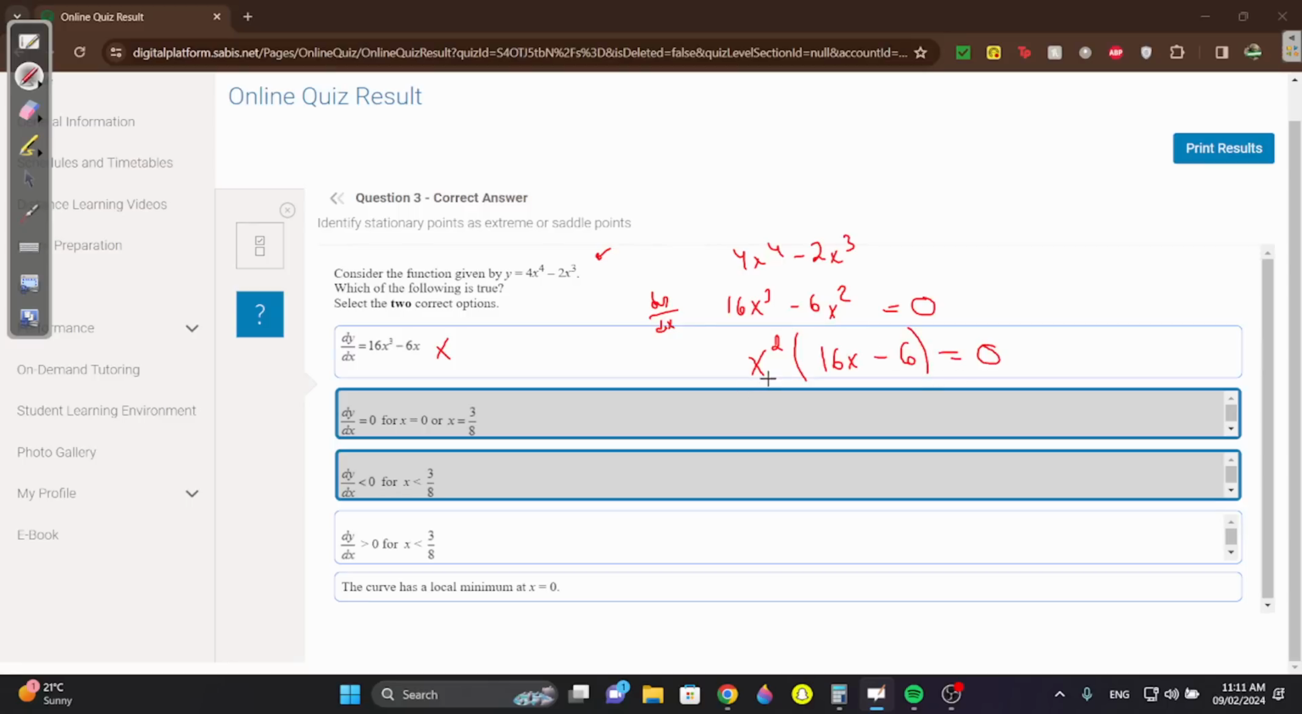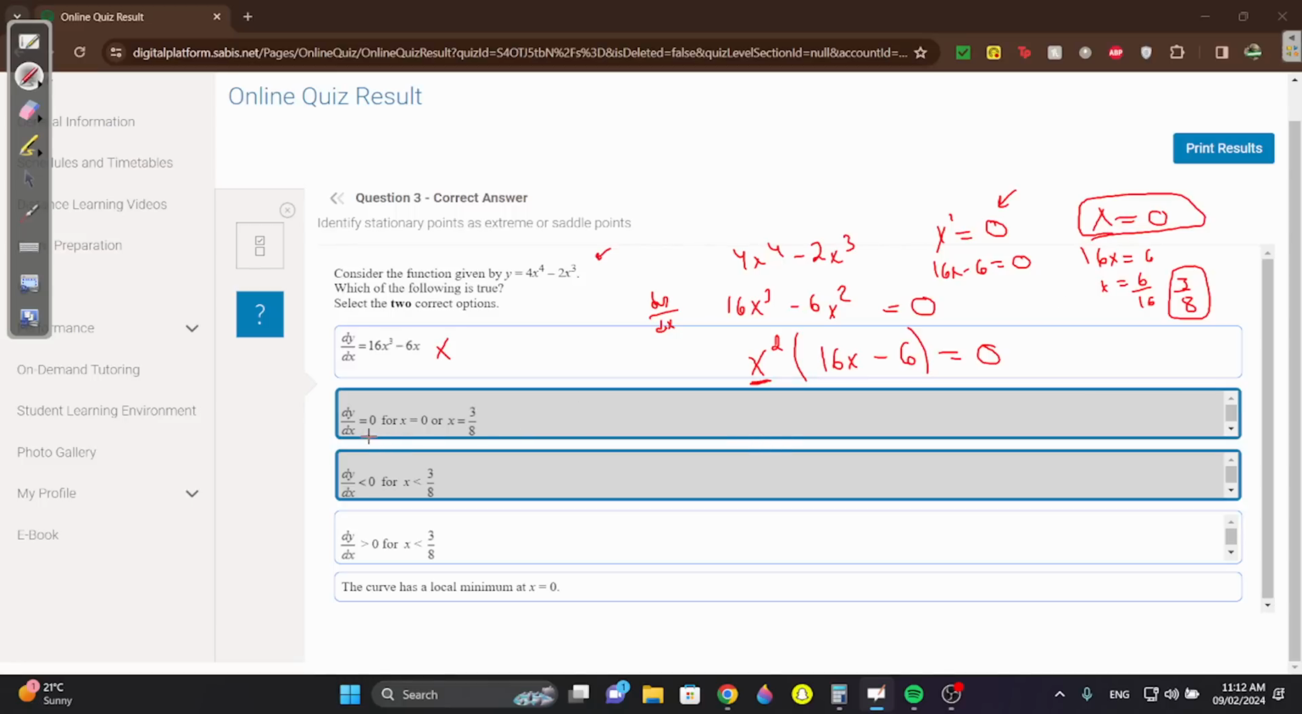So you have two solutions. Either x squared equals 0, or 16x minus 6 equals 0. If x squared equals 0, you know x equals 0. If 16x minus 6 equals 0, then you get 16x equals 6, and x equals 6 over 16, which in simplest form is 3 over 8. Okay, so your turning points are x equals 3 over 8 and x equals 0.